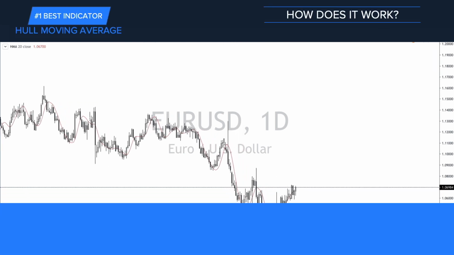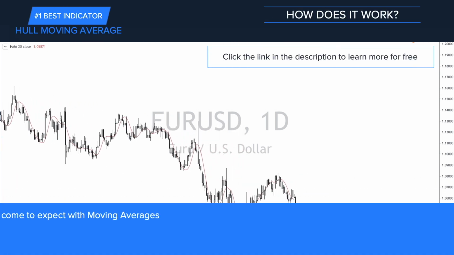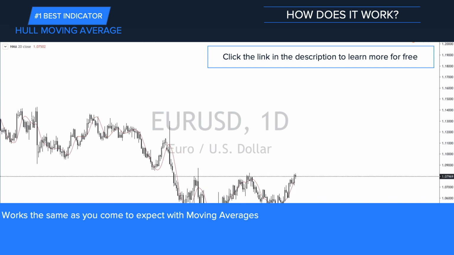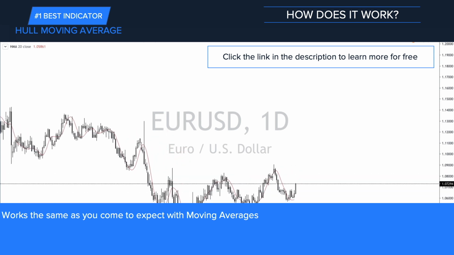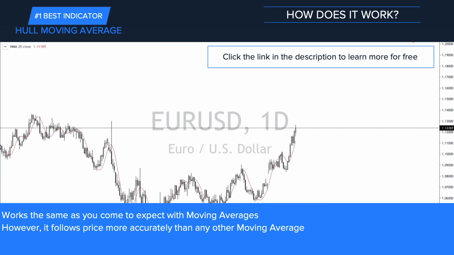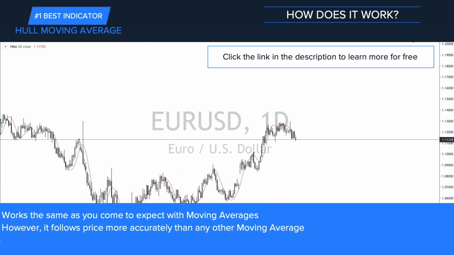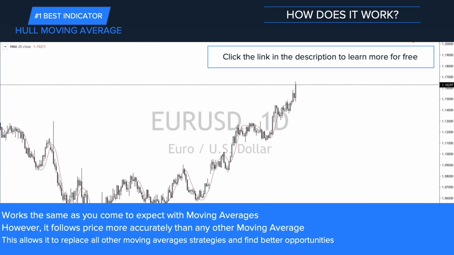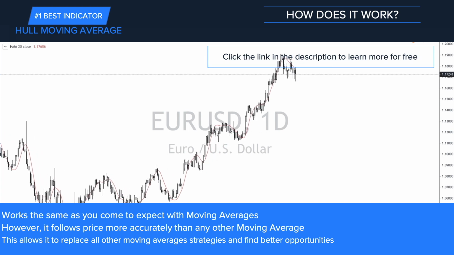Now then, how do we use the Hull moving average? If you've used a moving average before, then you will know how to use the HMA. However, it follows price more accurately than any other moving average. This allows it to replace all other moving averages strategies, which helps you find better opportunities.